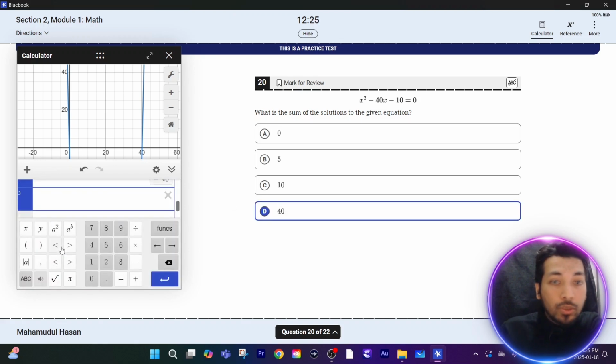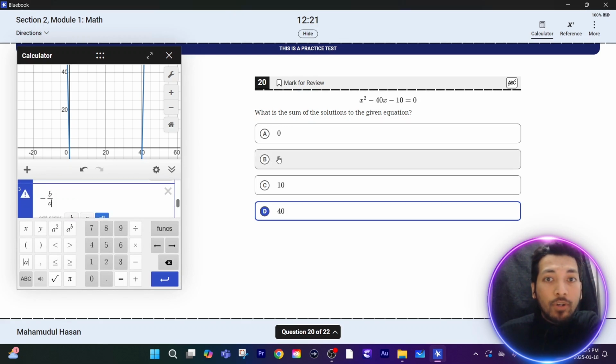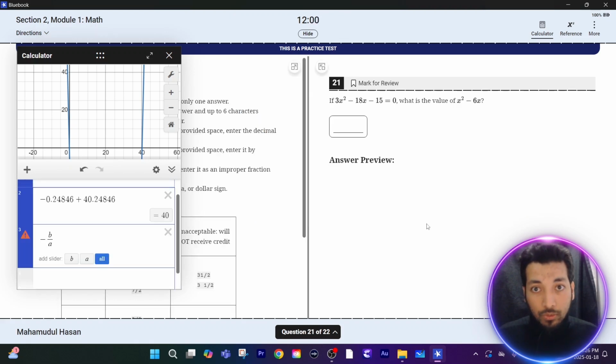Or we can also do negative b over a. That's the formula for finding the sum of the solutions for any quadratic equation. So in this case, we have b equal to negative 40, and negative times negative 40 is positive 40, over 1. The coefficient of x squared is 1. So it's negative times negative 40 over 1, which is 40. That's how we can do this.